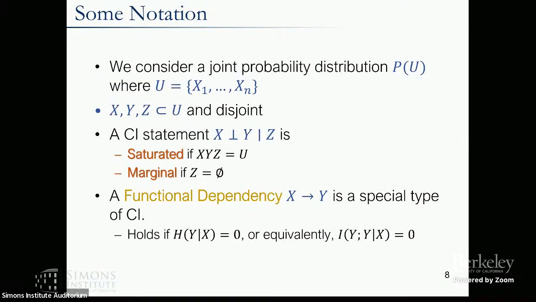Okay, so before I go on, I will just define some notation. In what follows, we consider a joint probability distribution P over n random variables. All of the sets of random variables, we assume that they are disjoint. We're going to say that a conditional independence statement is saturated if the union of these sets is the entire set of random variables, and it is marginal if Z is the empty set. A functional dependency is simply a special type of conditional independence. It can be seen like this: conditional entropy is 0 if and only if this mutual information of Y given X is 0.